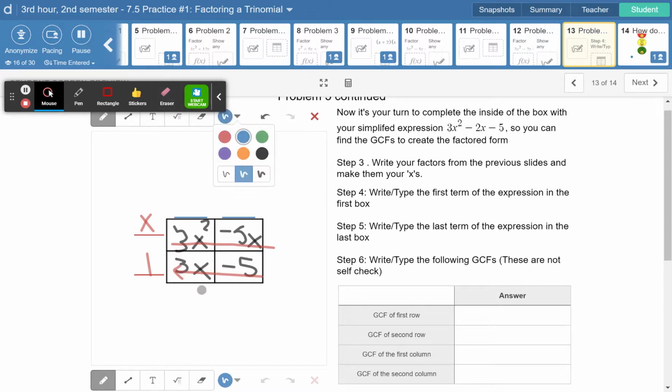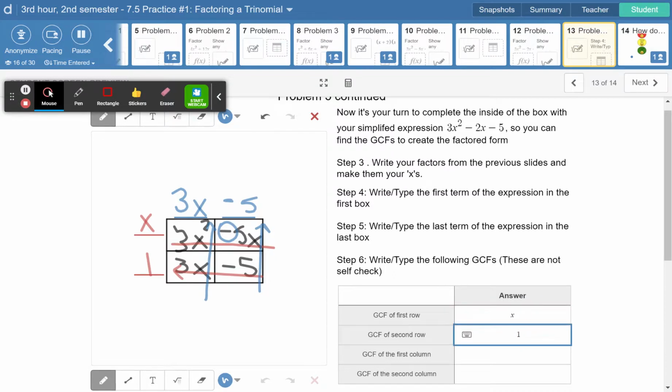But then the column, you have to be careful. Greatest common factor of 3 and 3 is itself, and then an x. And then remember, our first term is negative, so we have to take out a negative. Greatest common factor of negative 5x and negative 5 is going to be a negative 5. Now this is the part that is not self-check. The reason why it's not self-check is you could have 3x minus 5 on the side, and you could have x plus 1 on top, depending on where you put your x's.